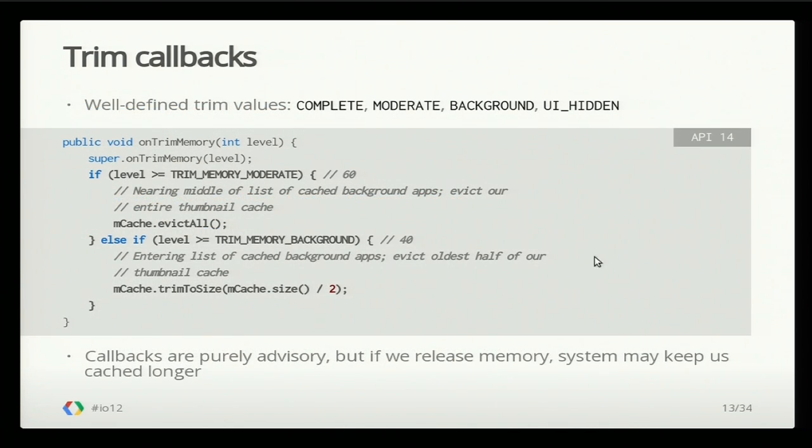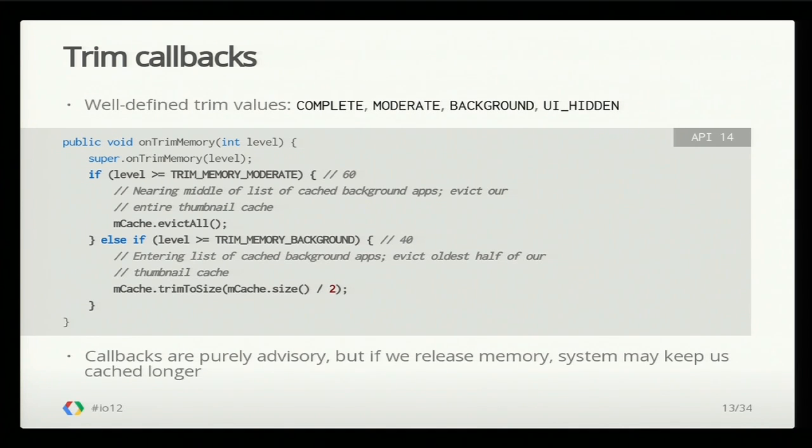So we talked about how there's a trim level that comes in that's between 0 and 100. There's actually a handful of values that are well-defined: TRIM_MEMORY_COMPLETE, MODERATE, BACKGROUND, and UI_HIDDEN. Those have been defined in Ice Cream Sandwich, API 14, and we can check against those constants. But we don't want to do a direct equality check because new levels could be introduced in the future.